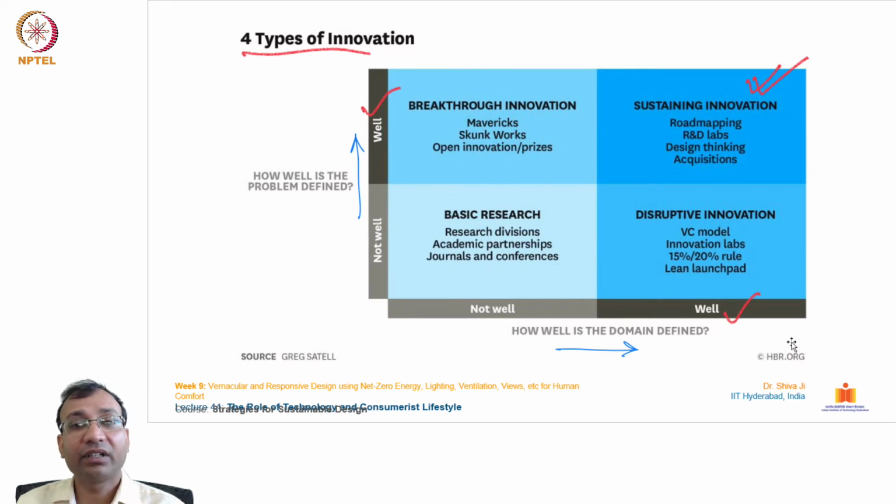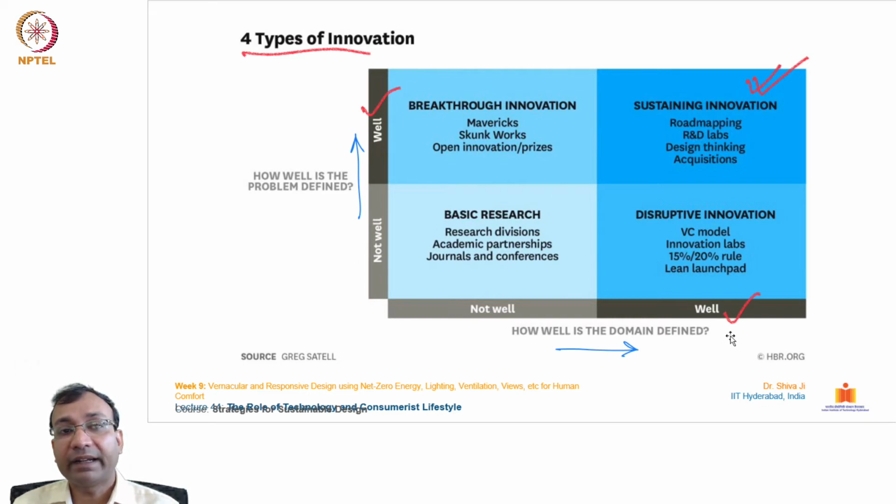Further, from this HBR, there are four types of innovations they have given, and I have listed them down here. On the x-axis we have how well the domain is defined: not well defined, or properly defined. And on the y-axis we have how well the problem is defined: not well defined and well defined. So in these four quarters, we can understand in what scenario what type of innovation is likely.